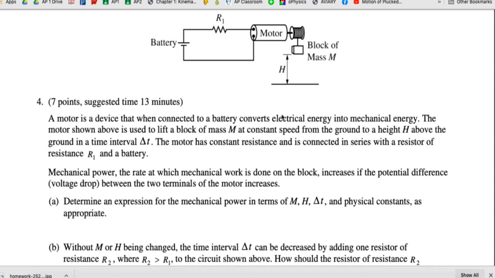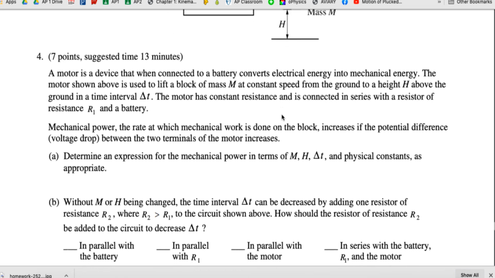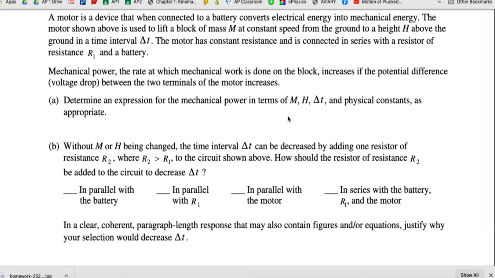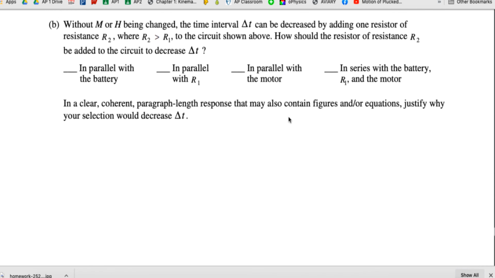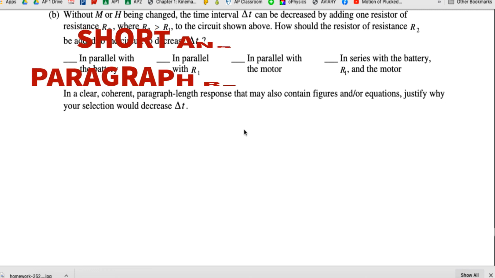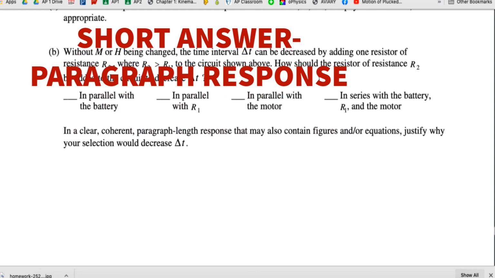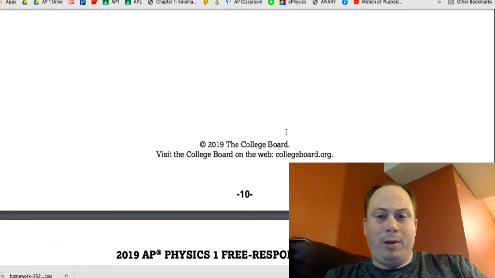Number 4 of that year's exam was a circuit with a motor lifting a block up, so we've got mechanical energy. You're determining an expression using a little bit of math, and then a clear, coherent paragraph-length response. So this was the paragraph-length response. You see how they word that: it may also contain figures or equations, justify why your selection would decrease the amount of time. They're pretty clear on what they want you to write about, but we want to stick to that claim, evidence, and reasoning pattern that we talked about before.